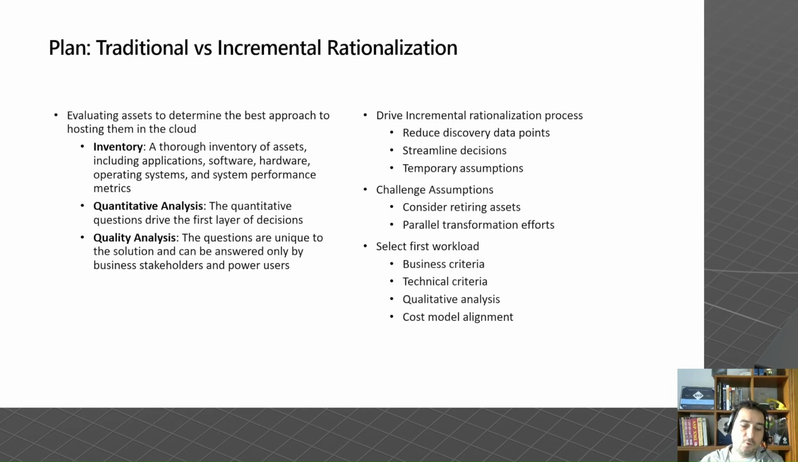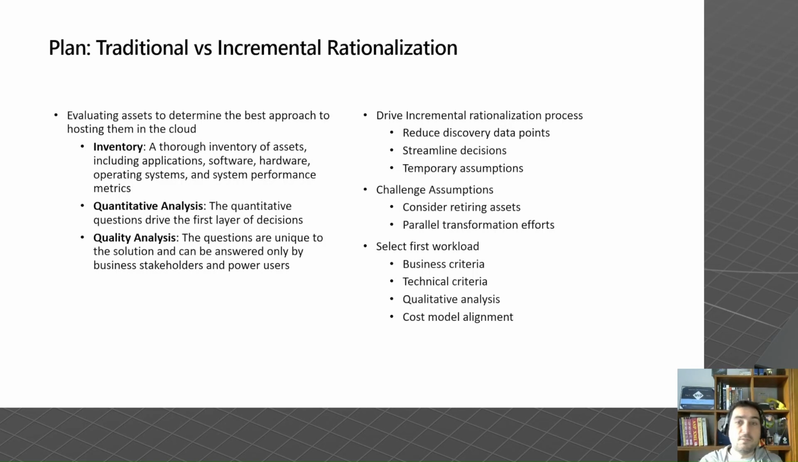The idea to optimize things is to drive this incremental rationalization, right? It will speed up a little the process. Now, it might generate faults, but luckily we can always go back and test the assumptions, right? This enables us to reduce the discovery data points, right? When we do the inventory. It will help us streamline the decision.